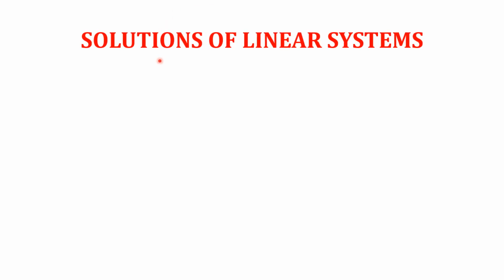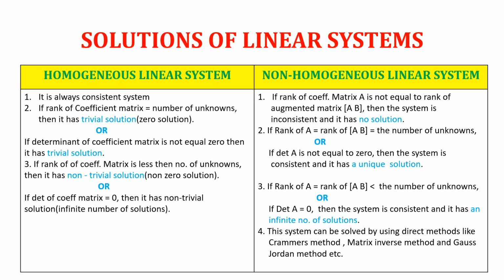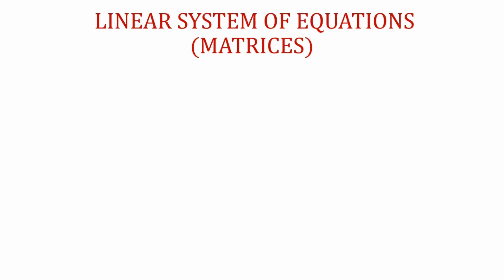Next we go to solutions of linear systems and some more points for solutions of linear systems. Now in this table, certain conditions for homogeneous and non-homogeneous linear systems are shown. These are already known to you. Next we go to problems.